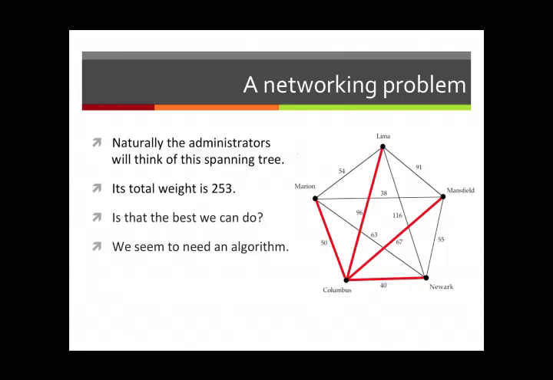Now, let's think about one possibility. The administrators in Columbus will naturally think to use what I'm showing you here. Namely, they'll think, well, let's choose the 4 edges coming out from Columbus. Okay? And then if you do that and add up the weights of those 4 edges, which is 50 plus 96 plus 67 plus 40, you'll get a total weight of 253. Now, if we're thinking that's the cost in thousands of dollars, that's $250,000. So it's certainly good to ask, is that the best we can do? In other words, is this the spanning tree of least total weight? What we seem to need is an algorithm for solving that problem, and that's what we'll be looking at in the next lecture.